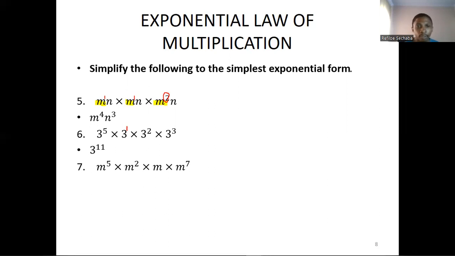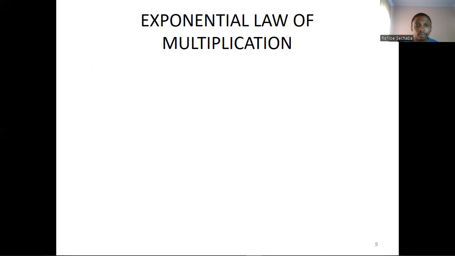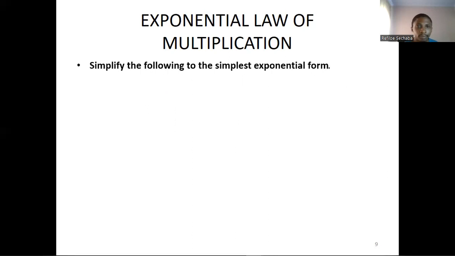It is m to the exponent of 15. You write it as a single base and then you add all the respective exponents. 5 plus 2 is 7 plus 1, that will give us 8 plus 7, that will give us 15. Do this one quickly.